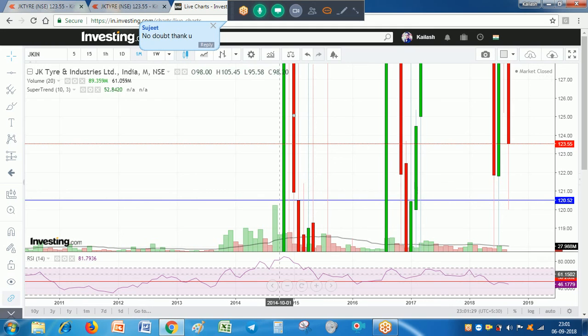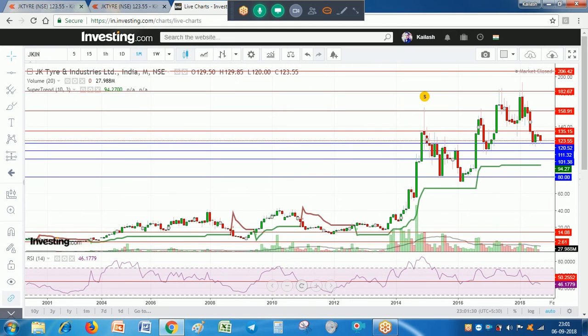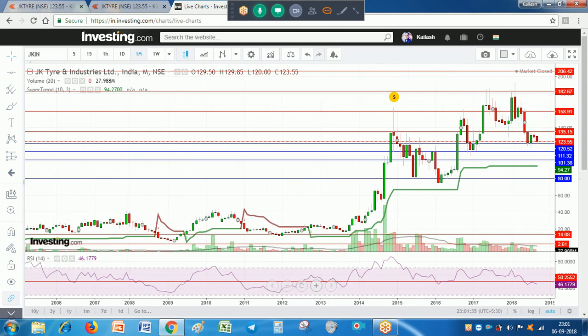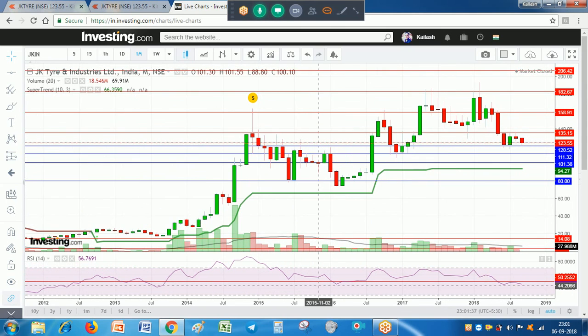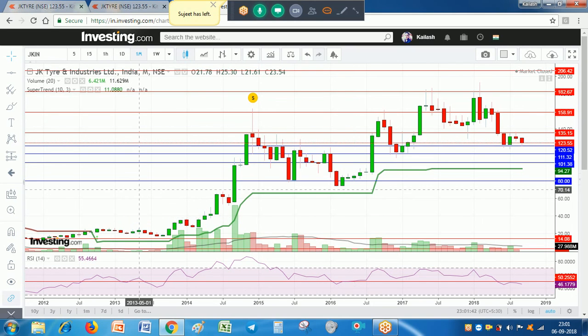Okay, now look at this, friends. Look at this level. I have marked all the major levels. I have marked support levels. I have marked resistance levels. So start from the monthly chart, go down to the weekly chart, then the daily chart, then the hourly chart, the 15 minutes chart, and the 5 minutes chart, and trade accordingly.